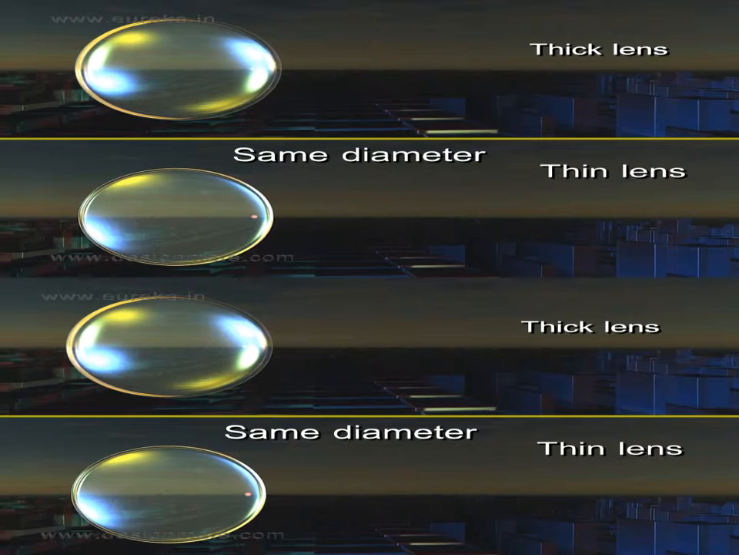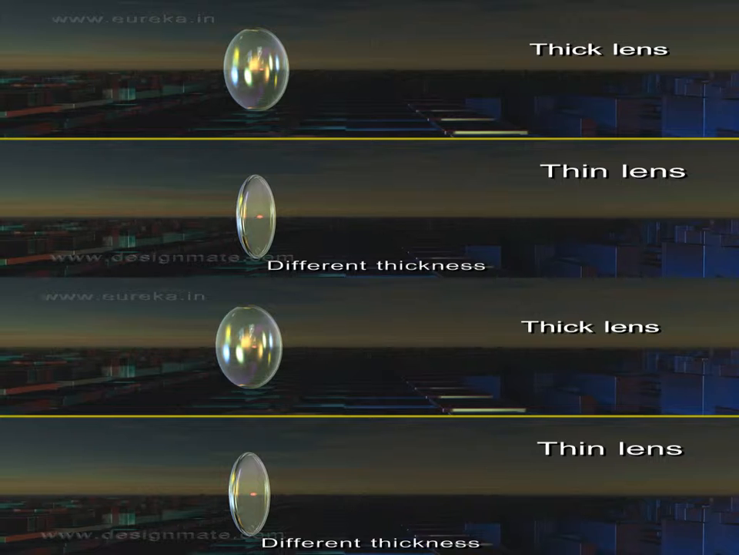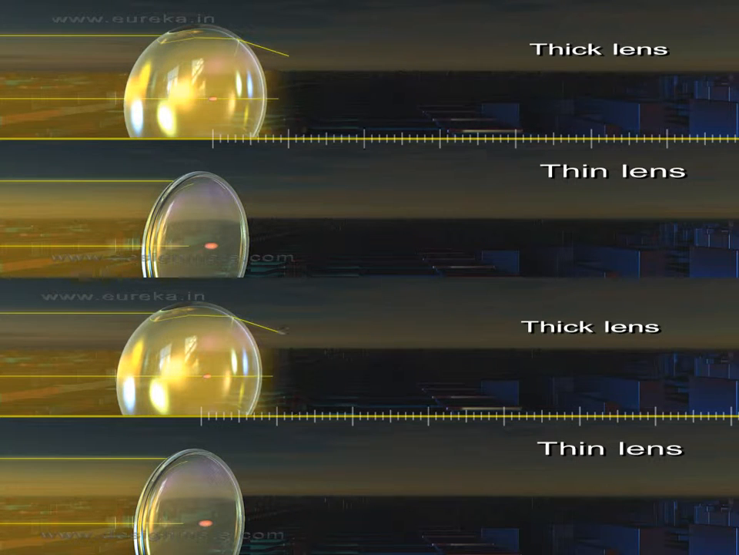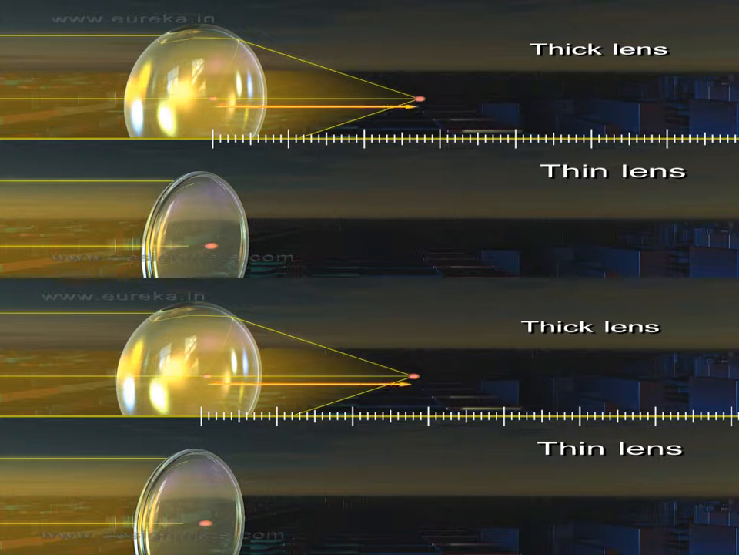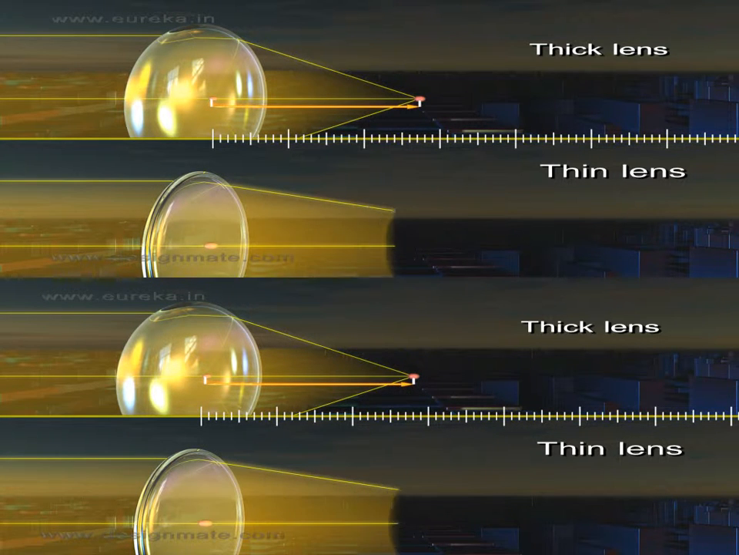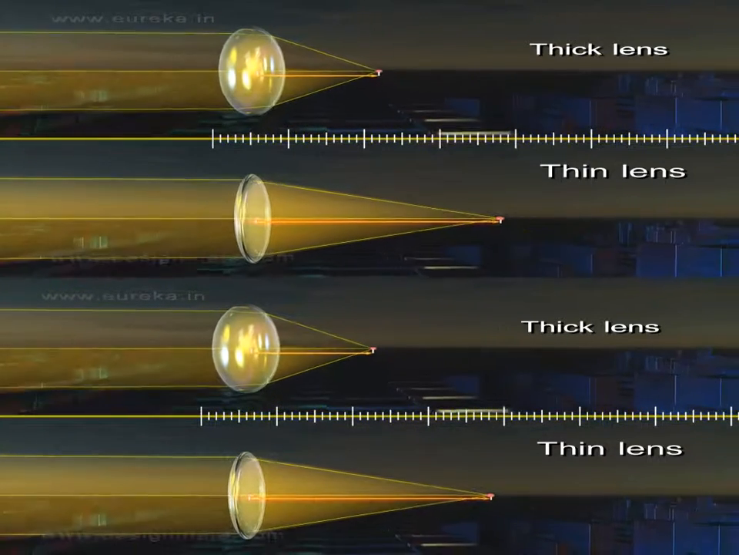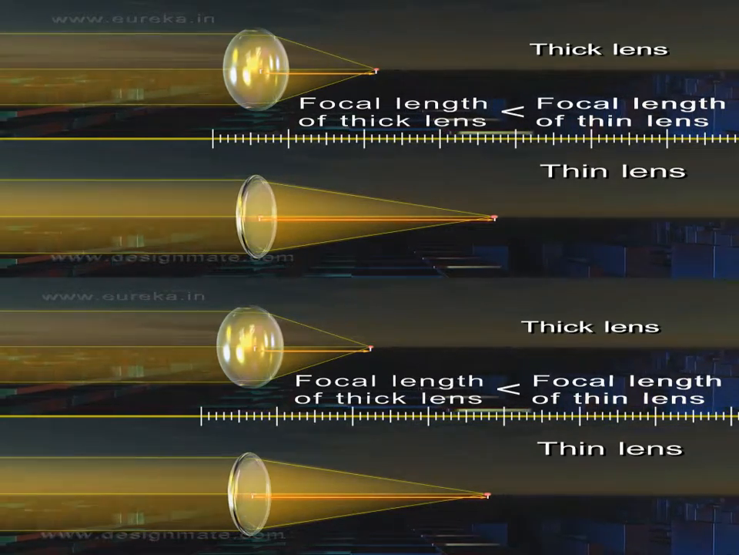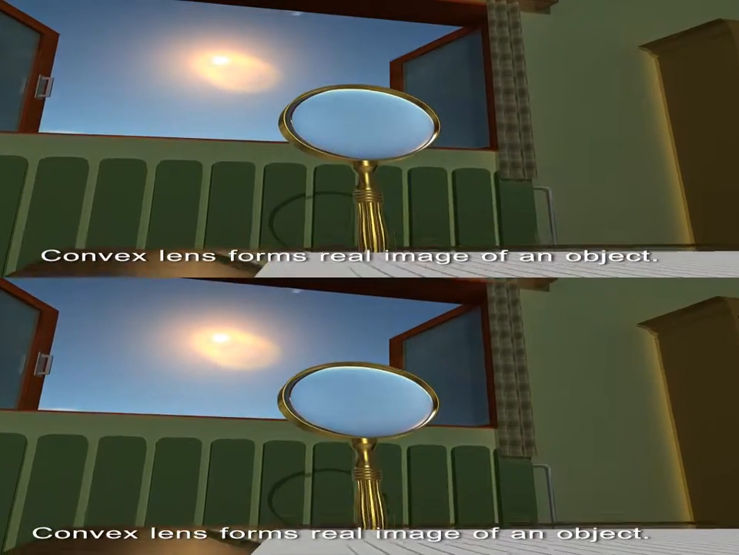Take two lenses of the same diameter, but of different thickness and hence curvature. When the parallel light rays are incident on them, you can observe that the light rays passing through the thick lens undergo more refraction and get converged at a shorter distance, as compared to the thin lens, which causes less refraction. So we can observe that the thick lens has a shorter focal length than the thin lens. The image formed by the convex lens in this case is a real image of an object.